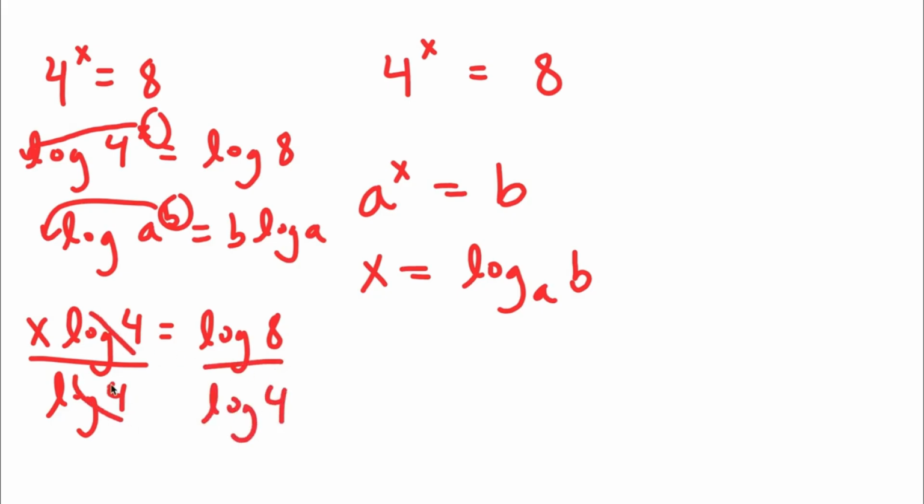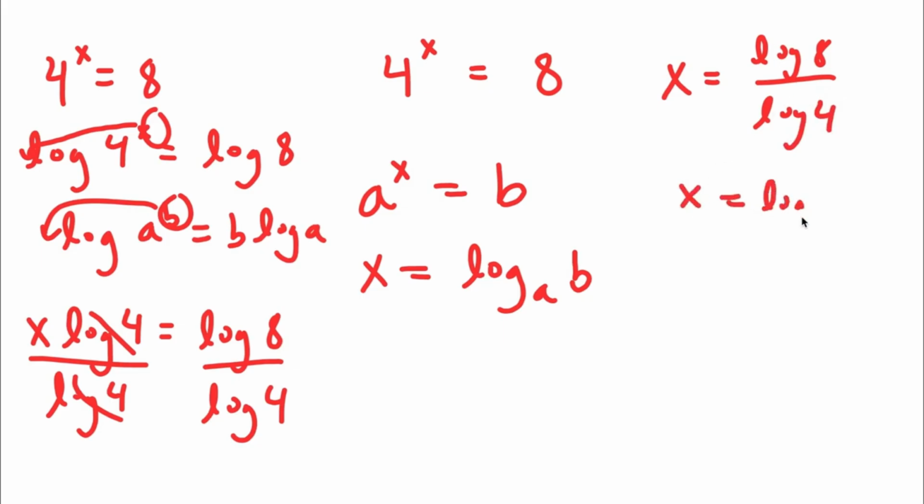Now if I divide both sides by log 4, I'll have x is equal to log 8 over log 4, which can be written as log base 4 of 8. So now that I have log base 4 of 8, I'm going to actually instead use this form, so log 8 over log 4. And 8, that's simply equal to 2 to the power of 3. 4 is equal to 2 to the power of 2.